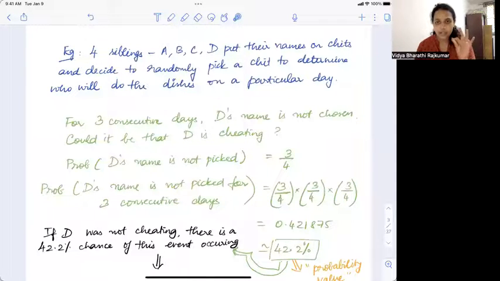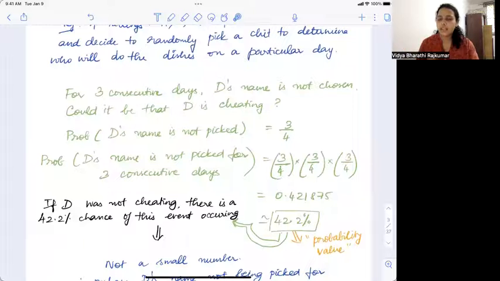And this is under the assumption that if there were no cheating, if everybody had a 1 in 4 chance of being picked, the likelihood that we'll see an outcome like this, where D's name is not being chosen for 3 days at a stretch, is 42%. Now, 42% is a little less than 50-50. It's a fairly sizable probability. And therefore, it's not unlikely or unreasonable that an outcome like that is showing up, because it has a 40% chance of occurring.